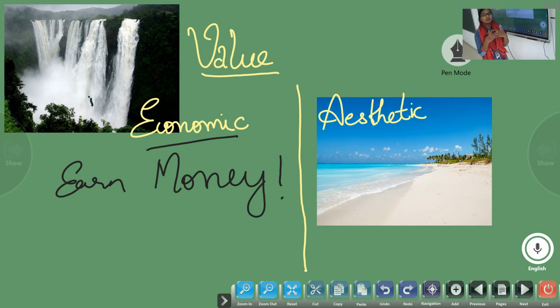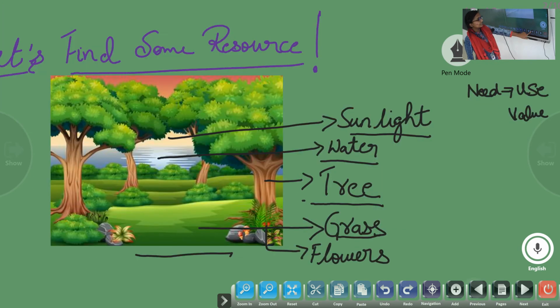Aesthetic is where a person goes out and just looks and admires the beauty of the resource, which is called aesthetic value. For example, there are people who like to see the stars. So in the evening, they might just go out for a walk and look at the sky and admire the stars. So now, stars in the sky have an aesthetic value. So a resource can have two types of value. One is economic value, the other one is aesthetic value.